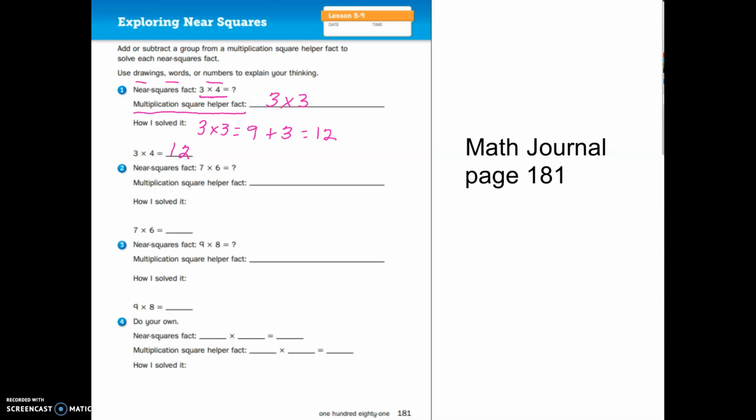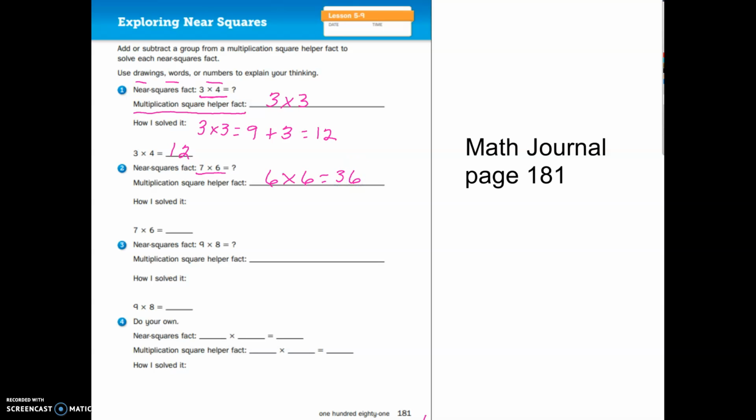Let's do number 2 together. Near squares fact, 7 times 6. That's what we need to work on solving. So go to your chart on page 180 and touch 7 times 6. And what squares are nearby, meaning which 2 touch it? 6 times 6 and 7 times 7. Well, I'm going to use 6 times 6 because I know 6 times 6. And I know that 6 times 6 is 36.